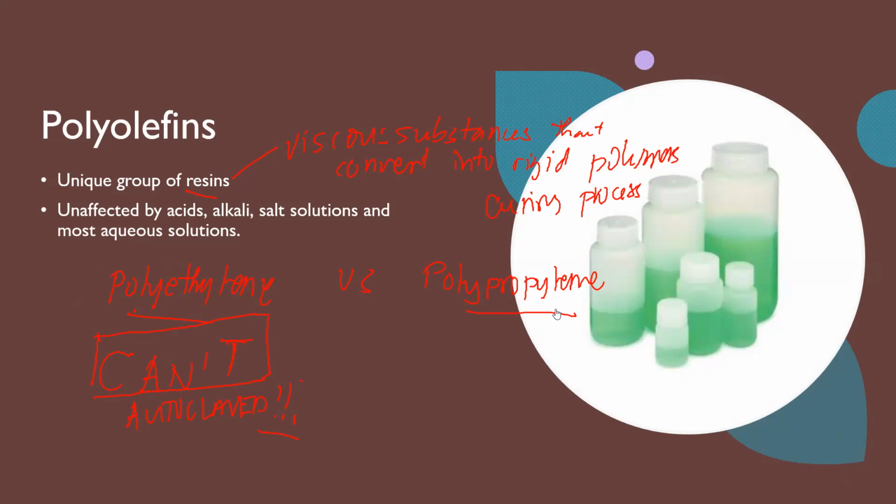Anong ibig sabihin po nun? Once you put it in an autoclave at 121 degrees Celsius, tunaw ang iyong polyethylene plasticware. Sira ang autoclave.